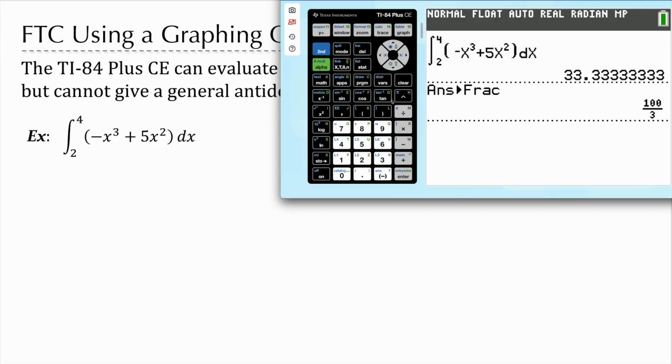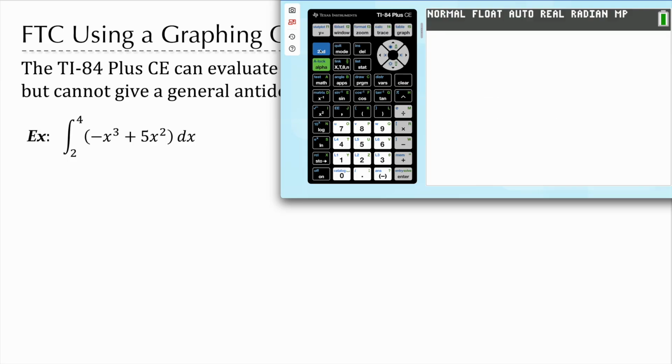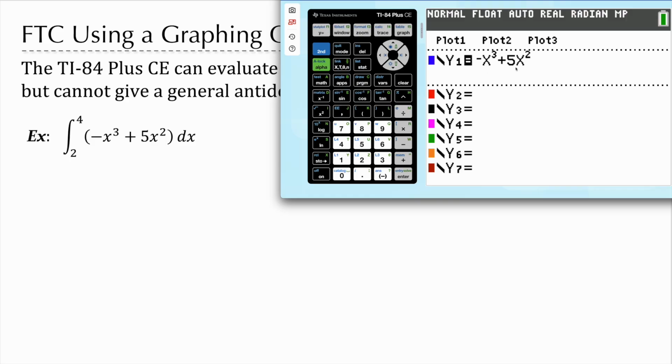Now, another thing to keep in mind is that we can do the same thing, but especially in situations where we have to type this expression a lot of different times, we can save some time and effort by putting it somewhere else in the calculator. So we're going to do the same thing, but this time, before we begin, let's go to y equals, and let's type it in here.